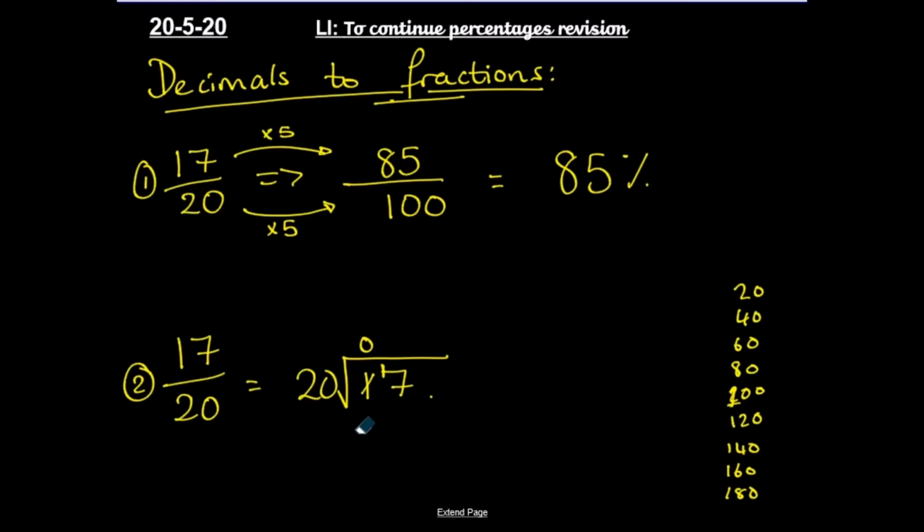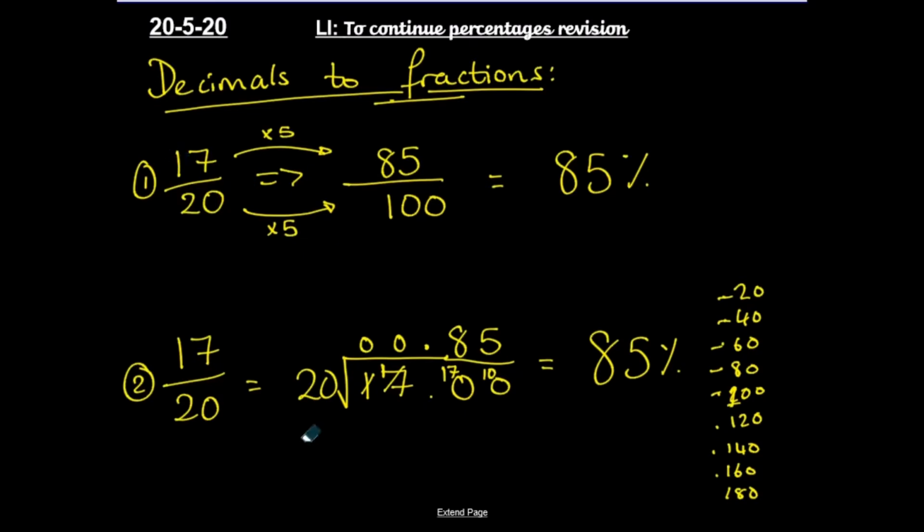Again, 17, nope, still can't be done, so it's 0. I'm going to have to put my 2 zeros, and 17 moves across. So I've now got 170 divided by 20. Well, that's 1, 2, 3, 4, 5, 6, 7, 8. 8, and from 160 to 170 is a remainder of 10. And then 100 divided by 20 is 1, 2, 3, 4, and 5. Therefore, 17 divided by 20 is 0.85. Well, 0.85 is 85%.